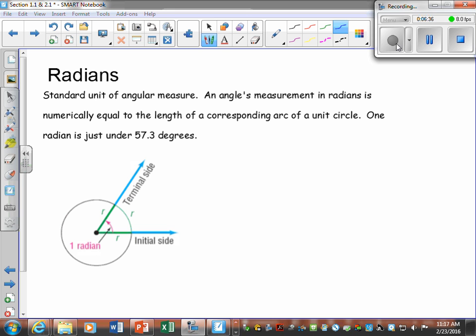Okay, our next concept is going to be radians. Standard unit of angular measure. An angle's measurement in radians is numerically equal to the length of a corresponding arc of a unit circle. Also, 1 radian is a little under 57.3 degrees, but you can see that this is length R, also the arc length on this side is R, so that's what represents 1 radian.